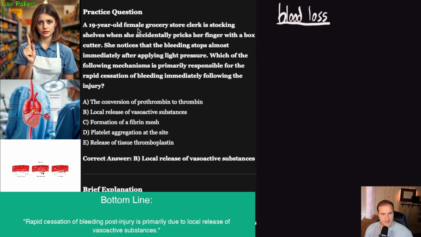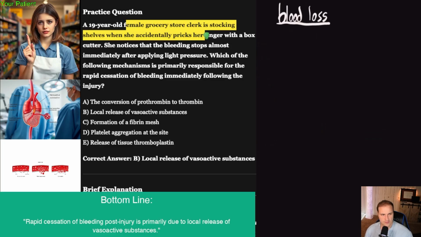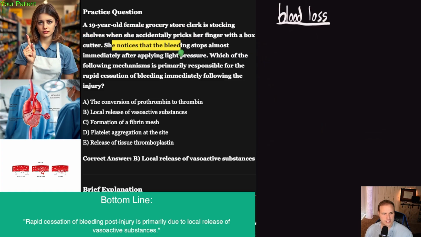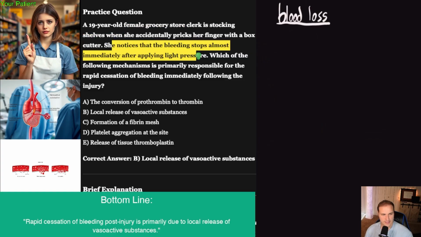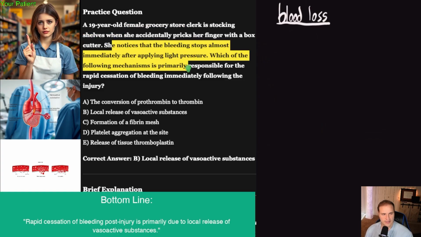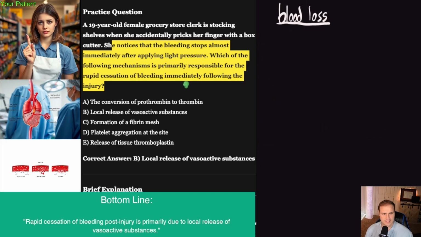All right, in this question, we have a 19-year-old female grocery store clerk stocking shelves when she accidentally pricks her finger with a box cutter. She notices that the bleeding stops almost immediately after applying light pressure. Which of the following mechanisms is primarily responsible for the rapid cessation of the bleeding immediately following the injury?